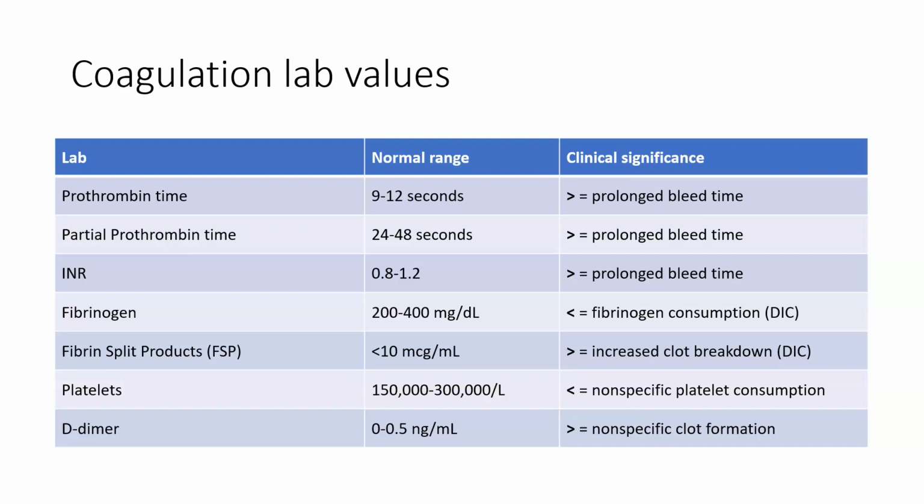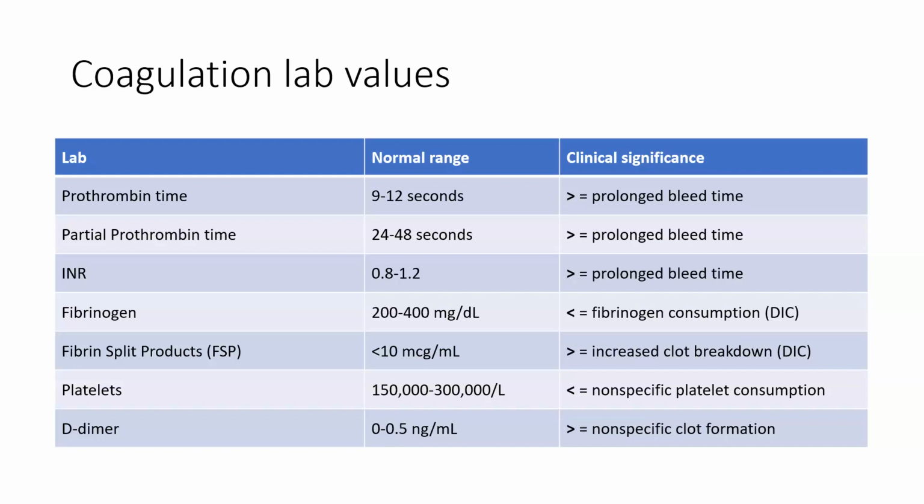Partial prothrombin time or activated partial prothrombin time, APTT or PTT, is going to give us some more information about the intrinsic pathway and all of those factors along there, how they're functioning, or if loss of those factors is contributing to a prolonged bleed time. INR is going to go hand in hand with prothrombin time, and that's going to give us a normalized ratio, the international normalized ratio.